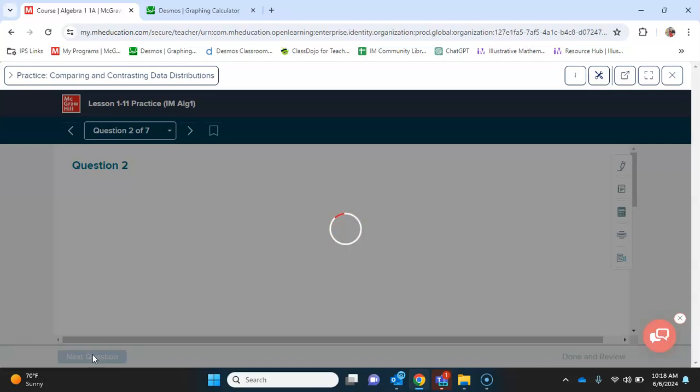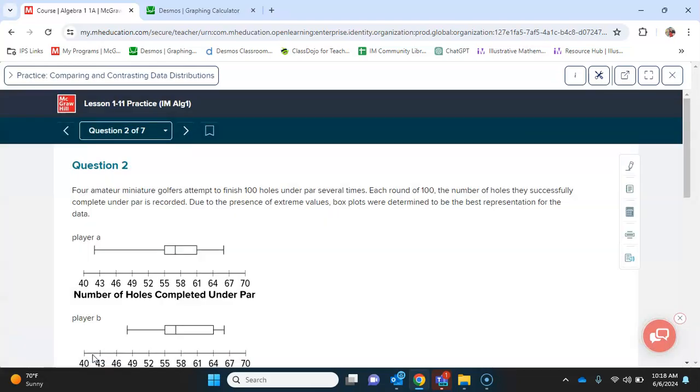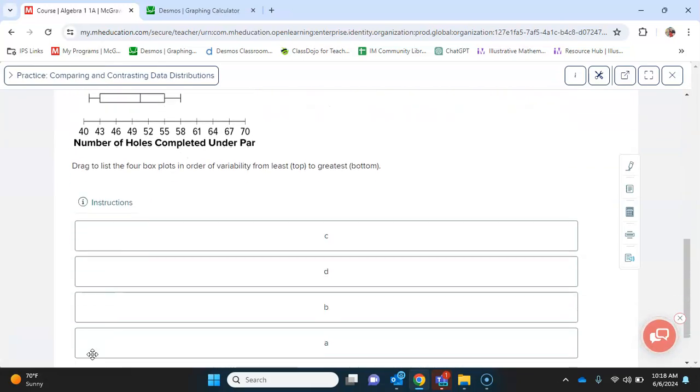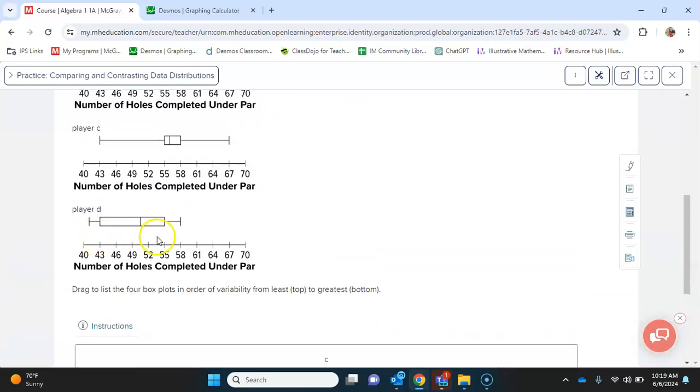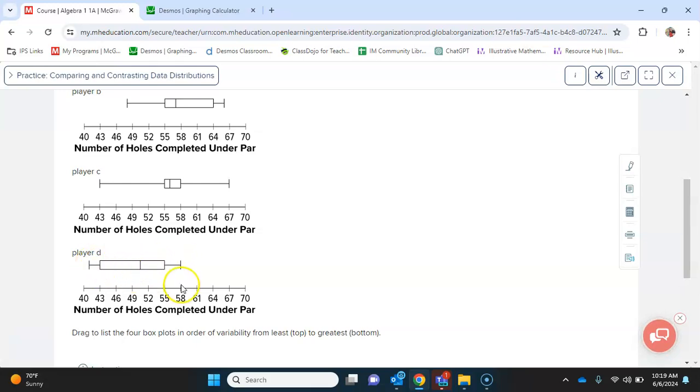Question 2. 4 amateur miniature golfers attempted to finish 100 holes under par several times. Each round of 100, the number of holes they successfully complete under par is recorded. Due to the presence of extreme values, box plots were determined to be the best representation for the data. Drag to the list the 4 box plots in order of variability from least, which is the top, to greatest, to bottom. So, I think they're saying is which of these boxes right here are bigger.